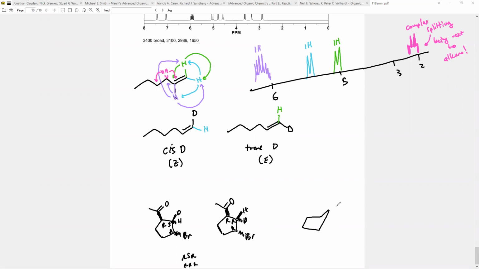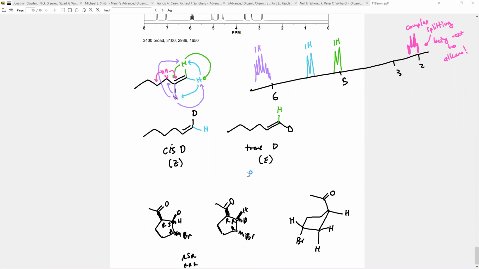But if I were to draw out everything on here, I would have this ketone here that's facing up. Right next to it, I would have these hydrogens. And then I would have a bromine facing down, hydrogen here. Did I draw this right?